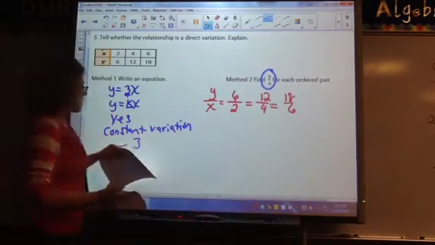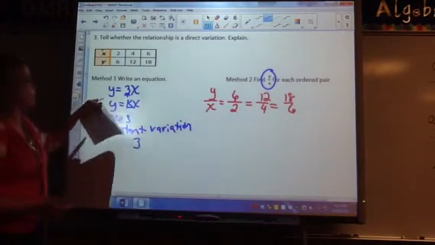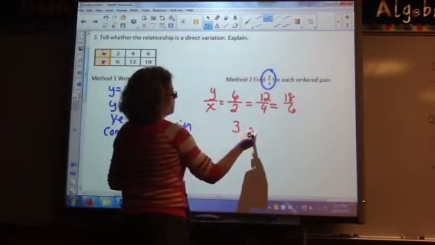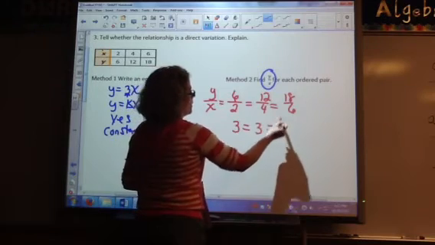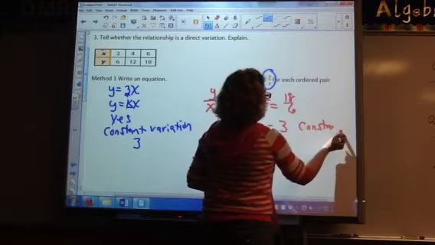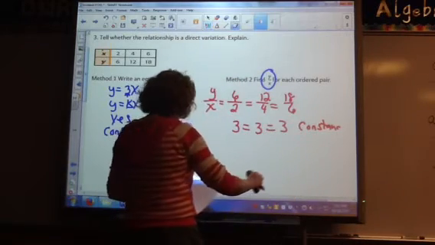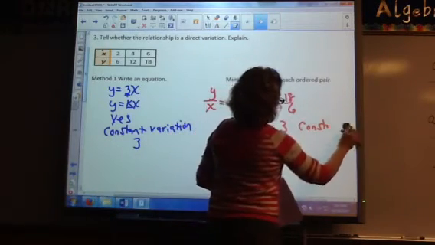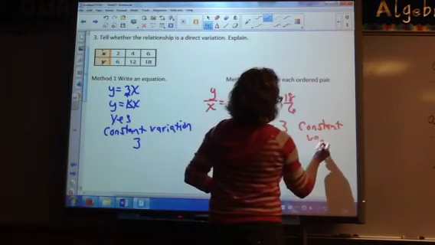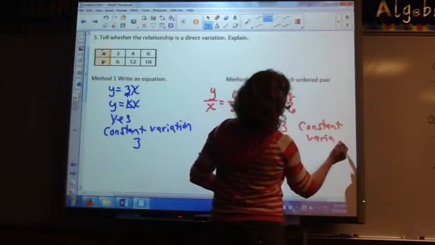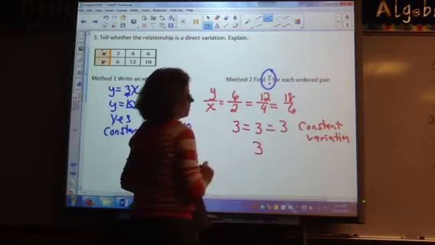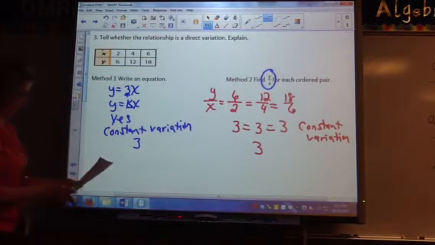Okay, we already know it's a constant variation. We already did it with our equation method. But let's double check. This simplifies to 3. This simplifies to 3. This simplifies to 3. Because they are all the same for each ordered pair, it is a constant variation. And what is the variation? It is 3.